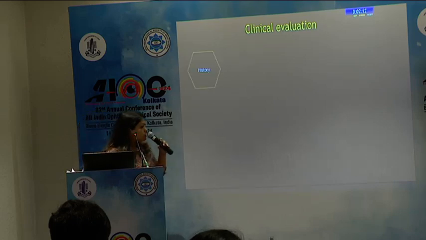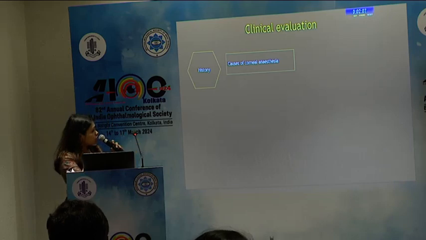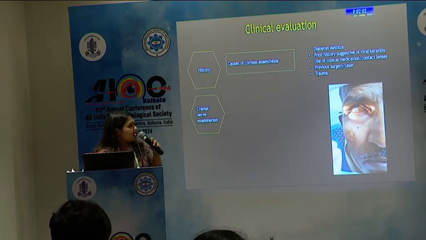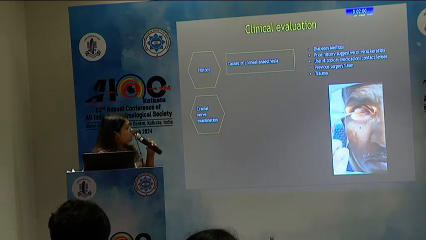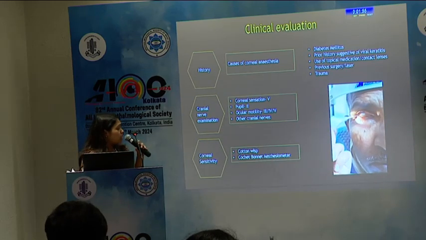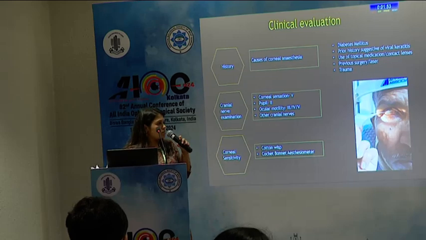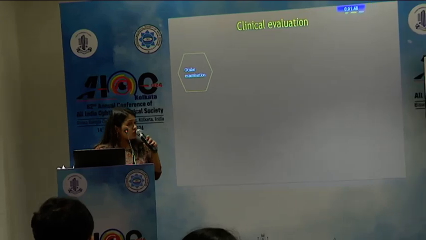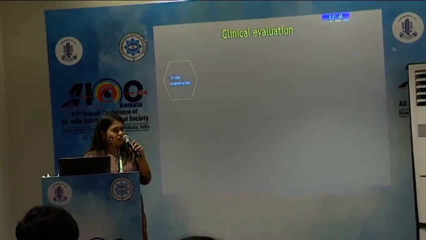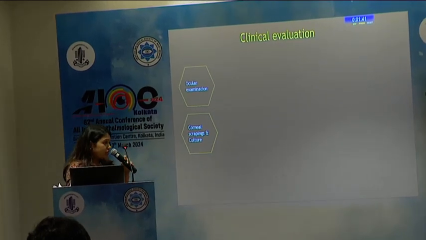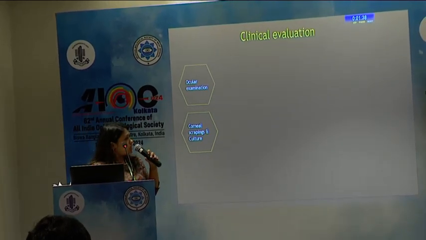Coming on to evaluation, we have to pay utmost importance to history. We have to look for causes of corneal anesthesia. We have to do a thorough cranial nerve examination and we have to pay attention to corneal sensations. That is checked via a cotton wisp and a Cochet-Bonnet aesthesiometer. We have to do a thorough ocular examination via slit lamp to grade the disease and for further treatment. We can even do corneal scrapings and culture to look for infective causes.